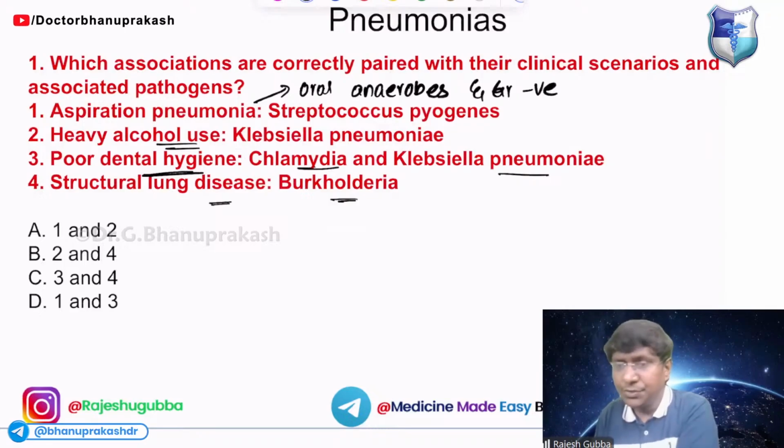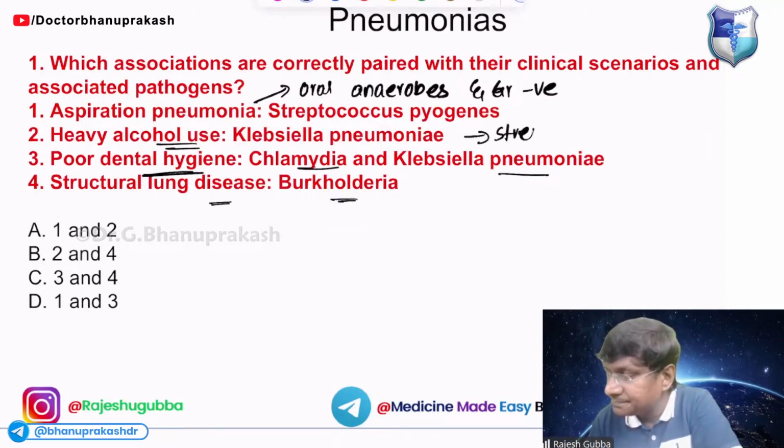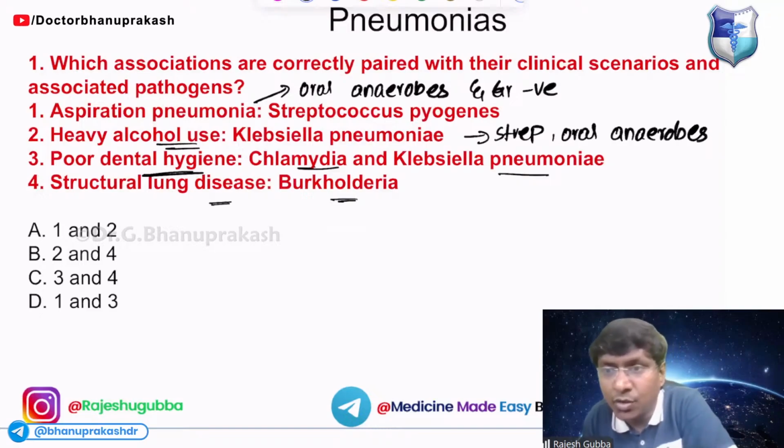Whereas in case of heavy alcohol use, heavy alcohol use will lead to depressed level of consciousness. In those individuals with heavy alcohol use, the organisms are mainly strep, or the oral anaerobes and Klebsiella pneumonia. That is in case of heavy alcoholics. And poor dental hygiene, the correct one is chlamydia as well as Klebsiella. And structural lung disease, Burkholderia.